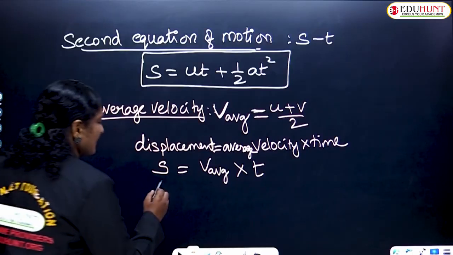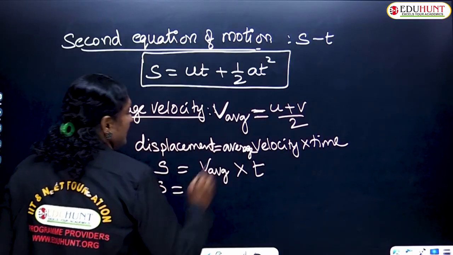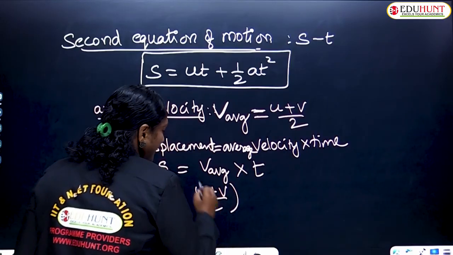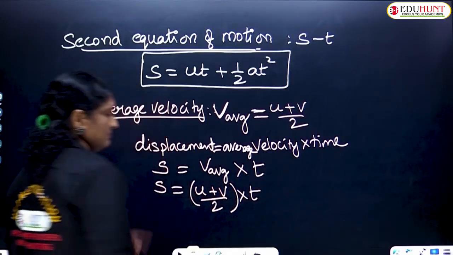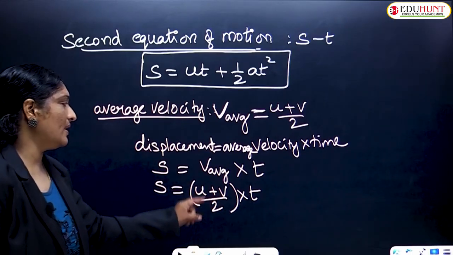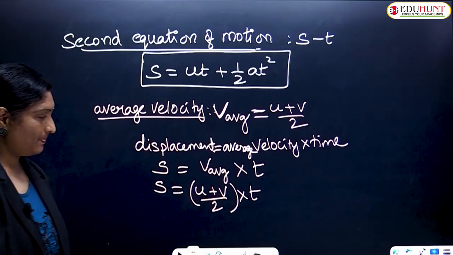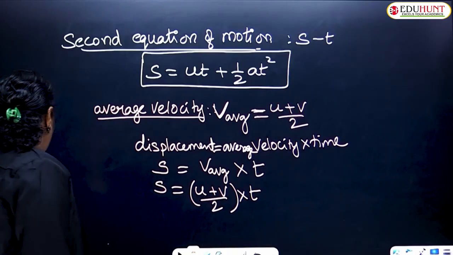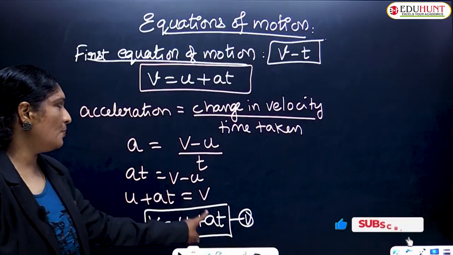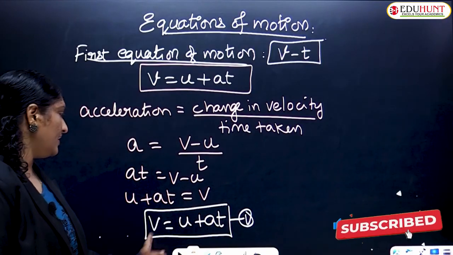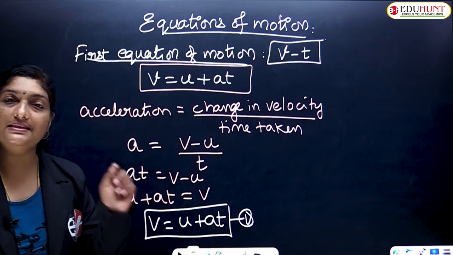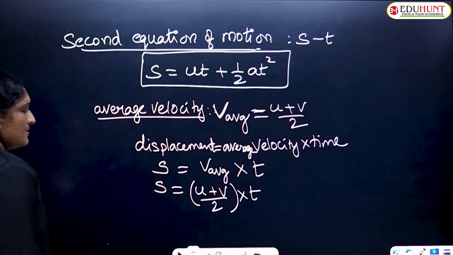So based on that, I can write S equals, instead of V average, I can replace with (u plus v) by 2 into t. Isn't it, children? So S can be written as (u plus v) by 2 into t. Now moving back, in the previous case, I told you that v can be written as u plus at. Wherever I find v, I can replace it with u plus at. So let us substitute the same.